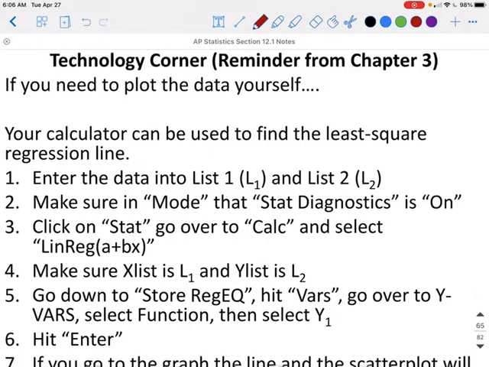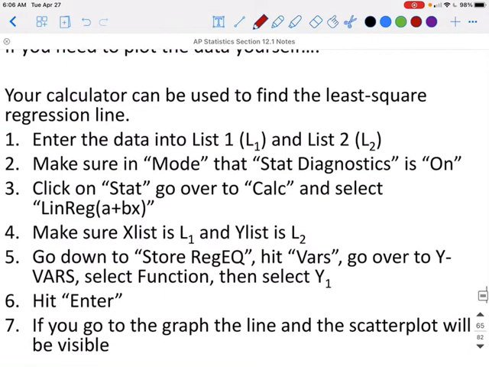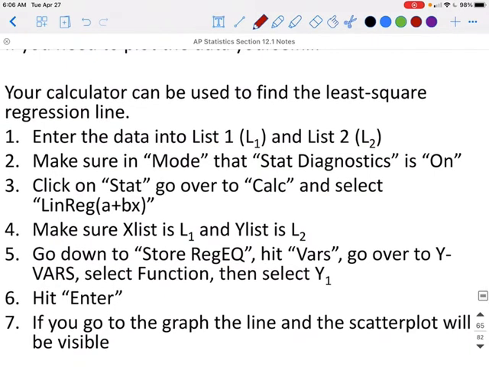Now, as a reminder from Chapter 3, your calculator can be used to find that least squares regression line. What you would do is enter your x values into list 1, your y values into list 2. Make sure you hit mode, go down and check that your stat diagnostic is turned on. Then click on stat, go over to calc and select linear regression a plus bx. You need to make sure that your x list says L1 and your y list says L2. If they don't, to get list 1, you would just hit second and the number 1. If you need to get list 2, you'll hit second and the number 2.